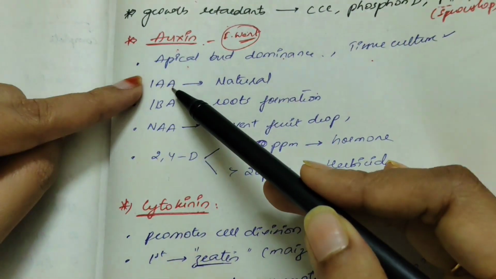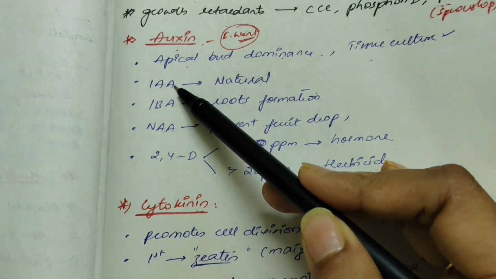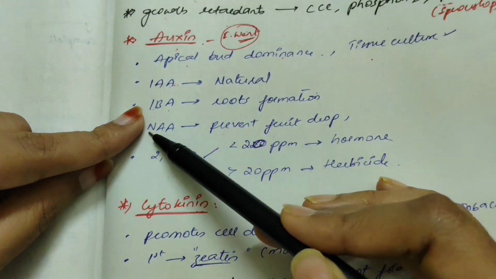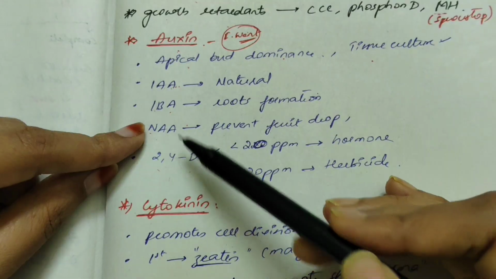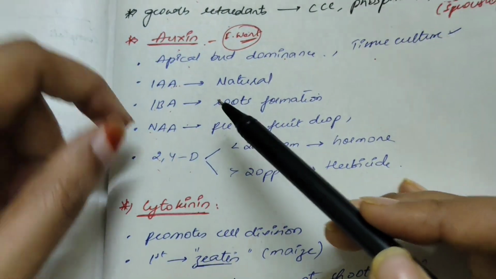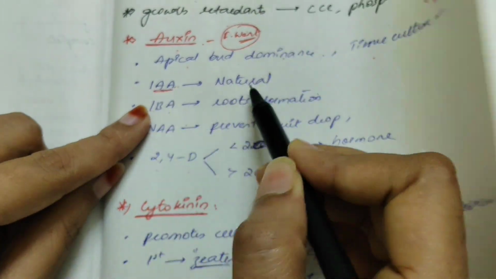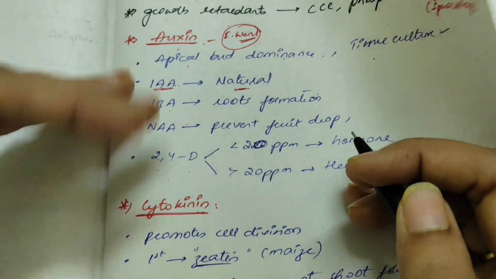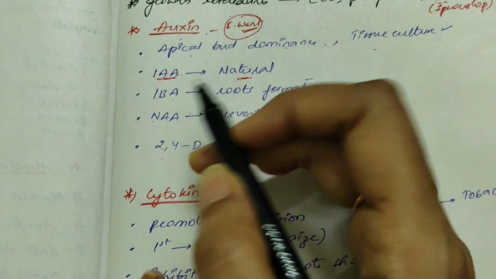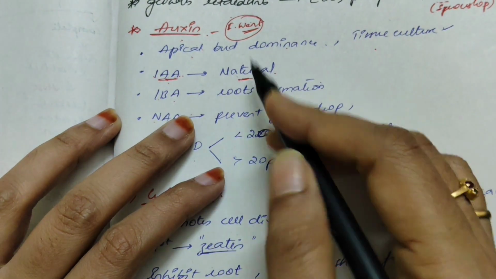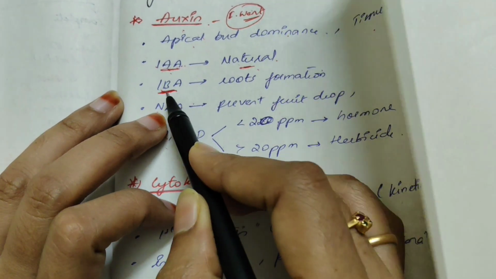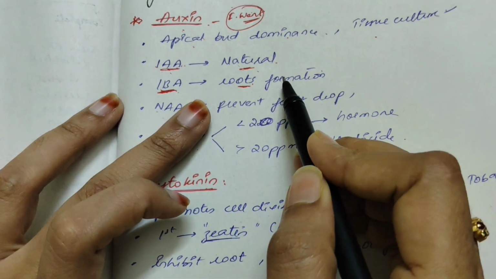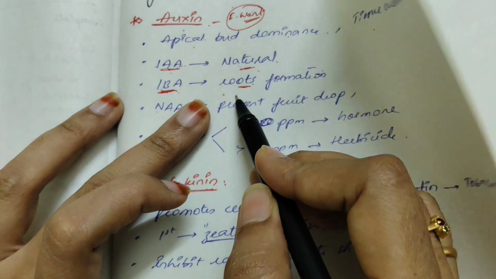Just remember these few chemicals or growth hormones: indole acetic acid, indole butyric acid, naphthalene acetic acid, 2,4-D. You have to remember what each does. IAA is a natural auxin hormone, meaning the plant produces it and we don't prepare it outside. Indole acetic acid is a natural hormone produced by plants. These are all different types of auxins. Which auxin hormone helps in root formation?